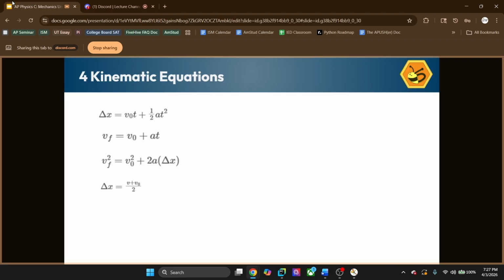There are 4 kinematics equations. Your best friend when it comes to kinematics is mostly going to be delta x equals v naught t plus 1/2 a t squared. Then there's v final equals v naught plus a t. And then there is v final squared equals v naught squared plus 2a delta x. And there's also one that's not on the formula sheet, and that's delta x equals (v plus v naught) all over 2, times t.